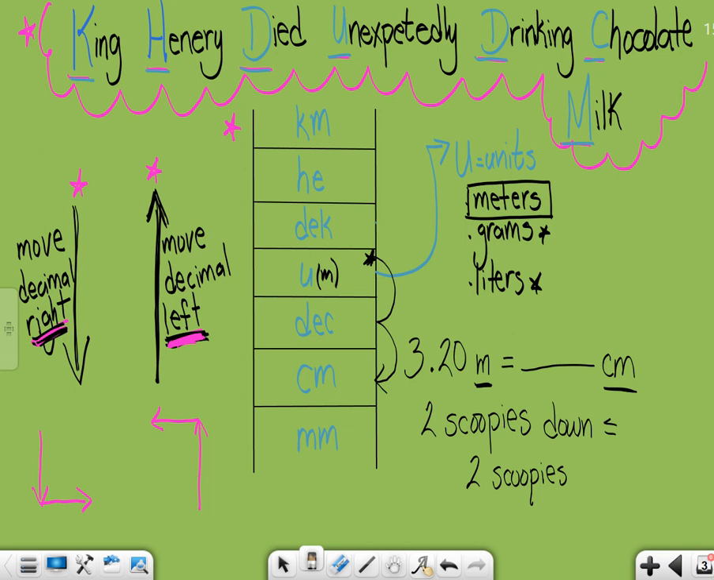Am I going down? That means I'm going right. 2 Scoobies to the right. Okay, and that's very important. Now, let's do it. Okay, so I had 3.20 meters.